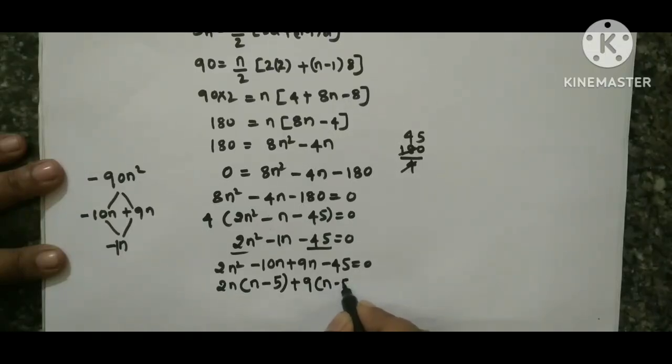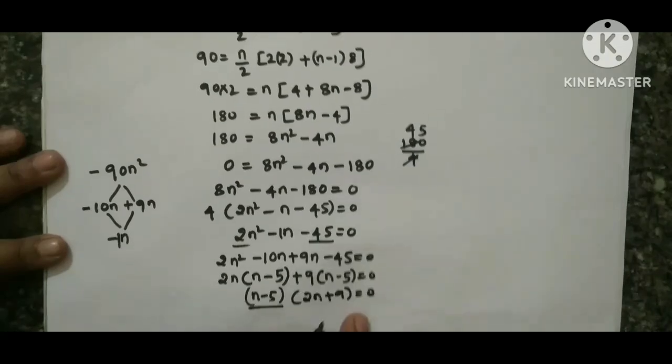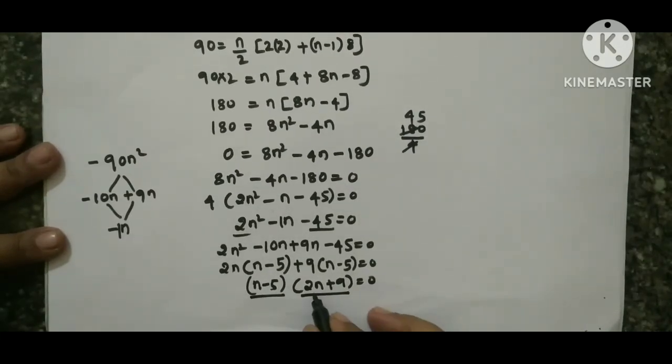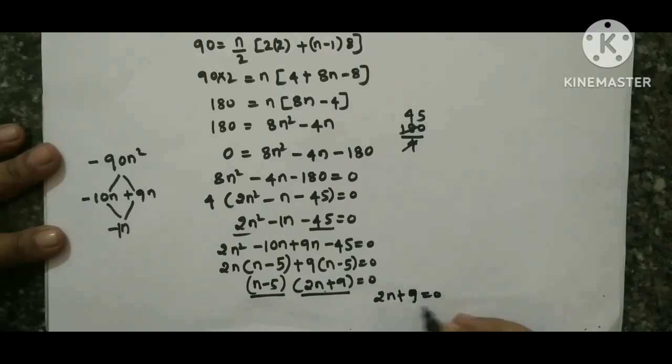So n minus 5. Here all these, n minus 5 is common, here n minus 5 is common. So n minus 5 into, here what remains? 2n plus 9 equal to 0. Now this is equal to 0 and this equation is also equal to 0. But if you equate this to 0, you will get 2n plus 9 equal to 0. If you take, 2n is equal to minus 9, n is equal to minus 9 by 2.